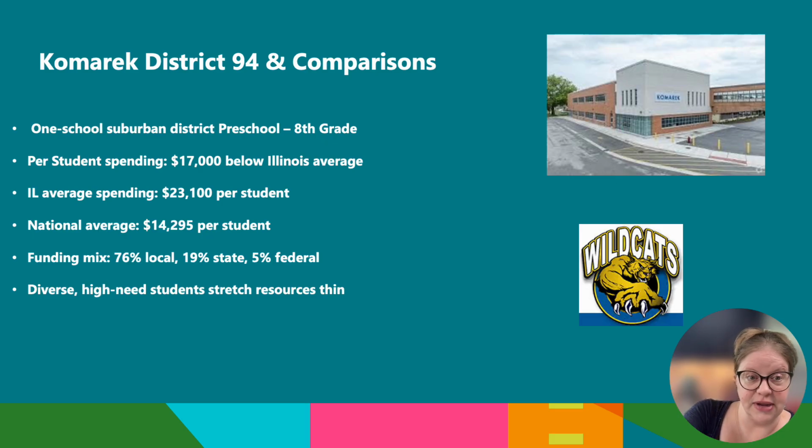This is the school district in my town that I substitute at and plan on working at full time, and my daughter will go to. It is a one school suburban district, preschool through 8th grade. The per student spending is $17,000, which is not the lowest, but below Illinois average. Illinois average spending per student is $23,100.